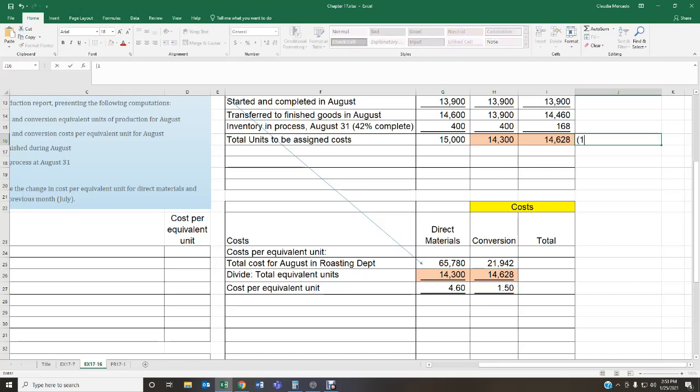Let me see. Does it even let me? What do we do? Text. Let me see. There we go. It needs to be text. Woohoo! Okay, we got it.